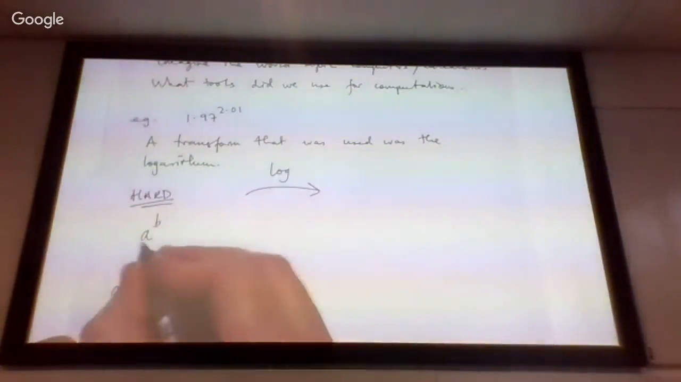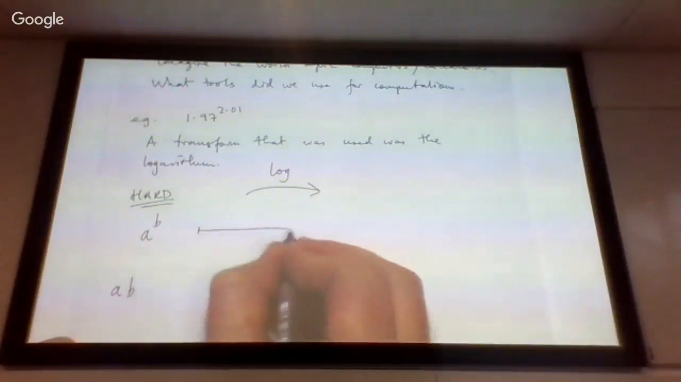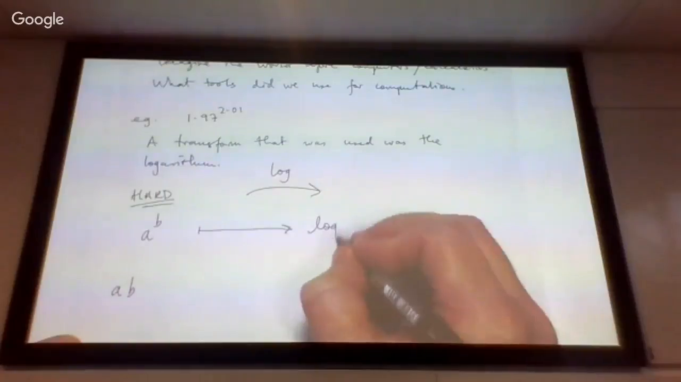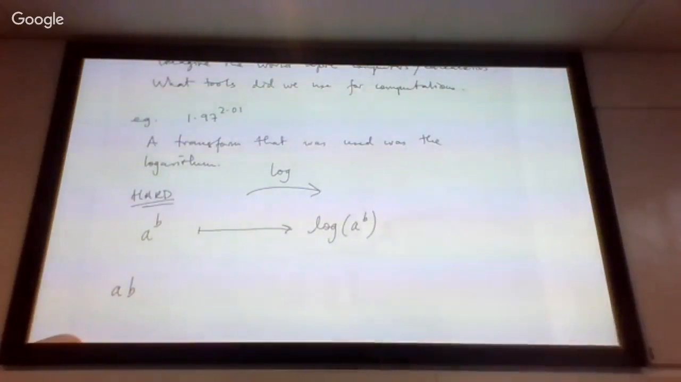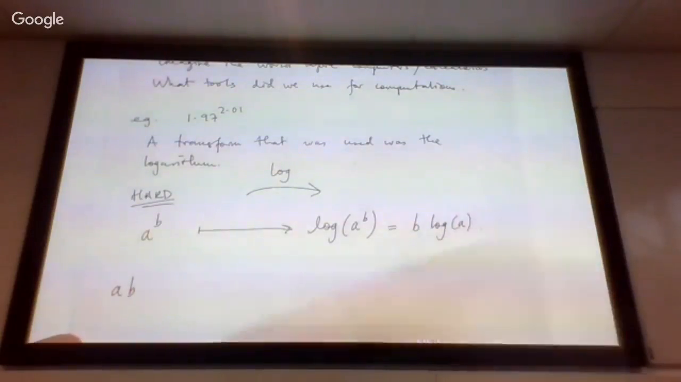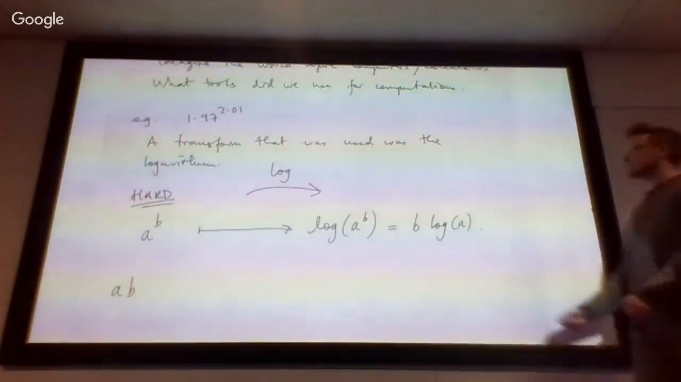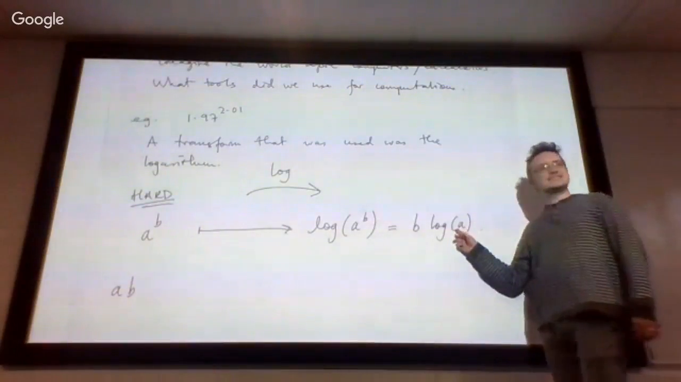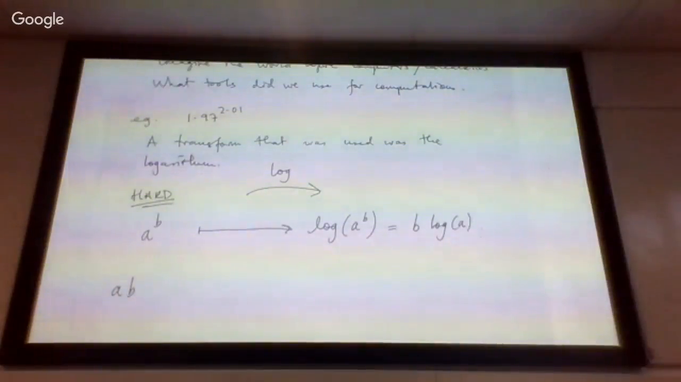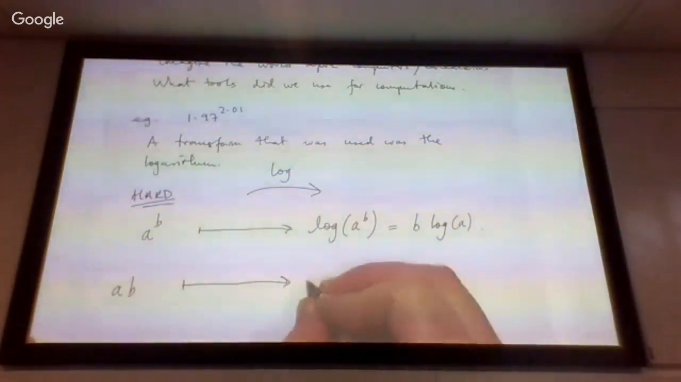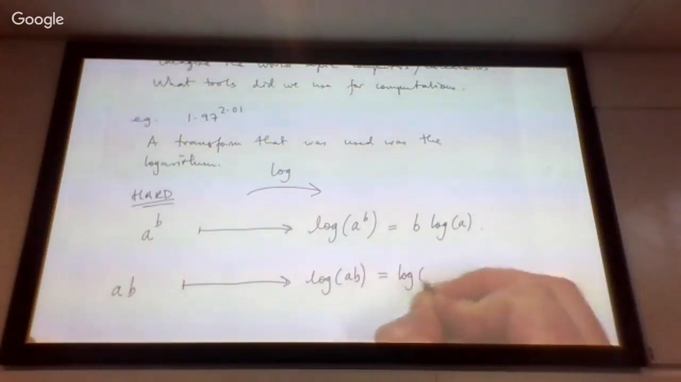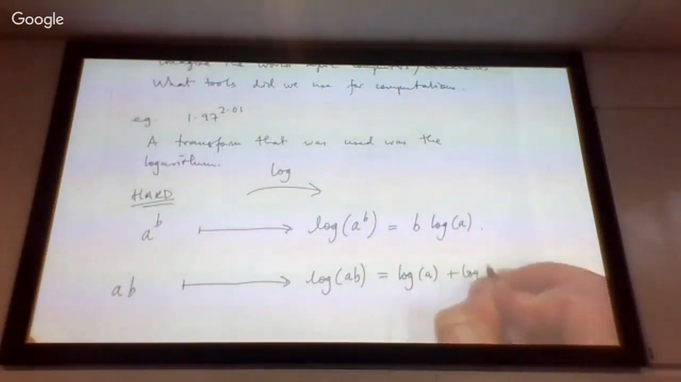Okay. Now, what happens when you transform a to the power of b by the logarithm? Okay. Well, you take the logarithm of a to the power of b, but we know from our theory of the logarithm, properties of the logarithm function, that the logarithm of a power like this is the same as b times the logarithm of a. Or if you take the logarithm of a product, everybody knows that that's the logarithm of a plus the logarithm of b.